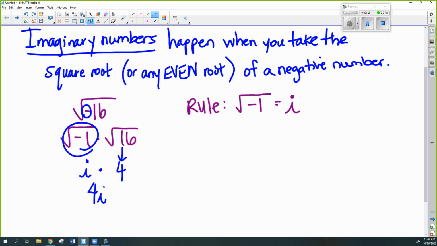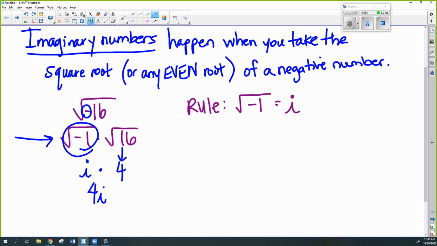But the calculator cannot tell you the answer is 4i. It's going to tell you error or non-real or undefined or something like that. So how does it work, what is really the process? Because you don't have to actually write this step for every single problem. You just have to understand that that's what's happening.